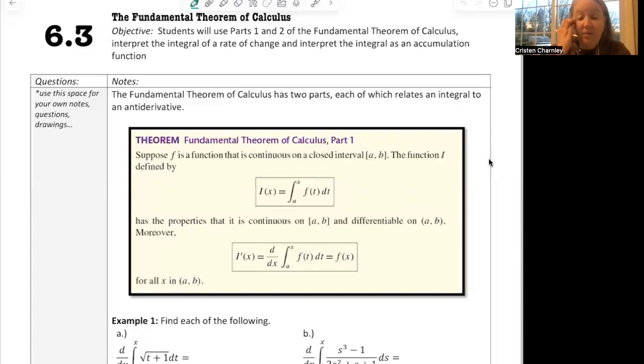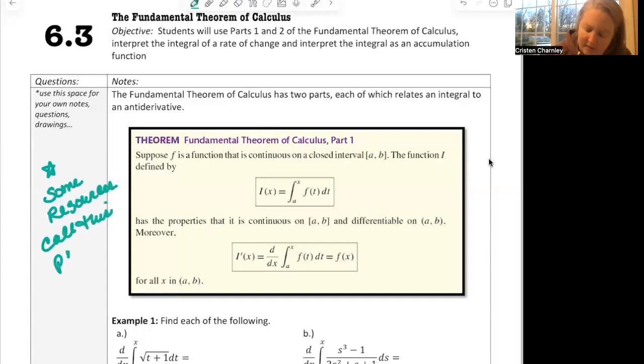So the first thing I have for you is the fundamental theorem of calculus part 1. Our textbook calls it part 1. Some other places call it part 1. Just a little note, some resources call this part 2. Namely, my last textbook used to call this one part 2, but this textbook calls it part 1, so we're just going to roll with it.